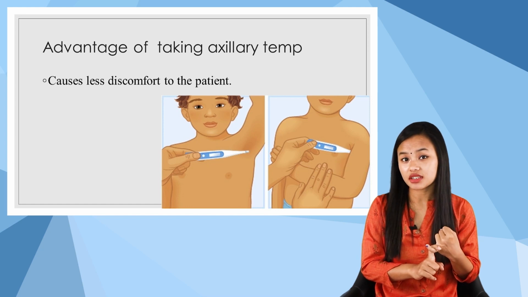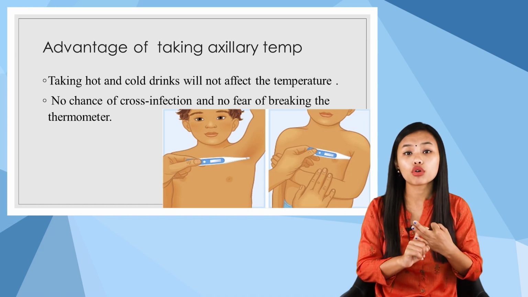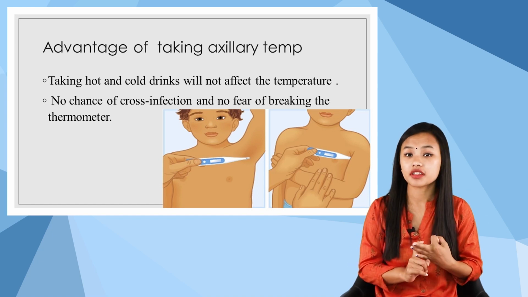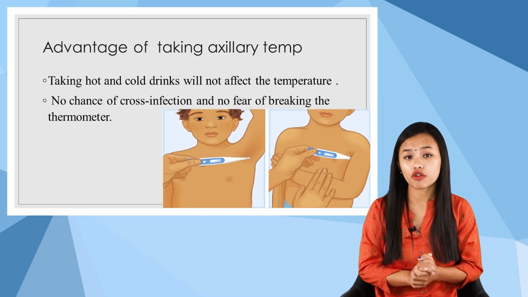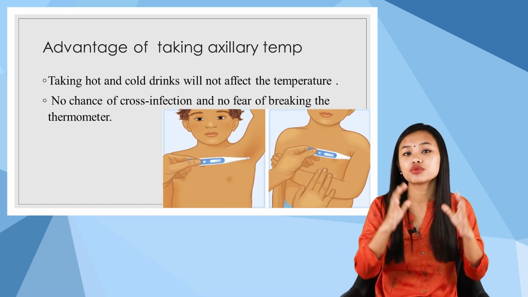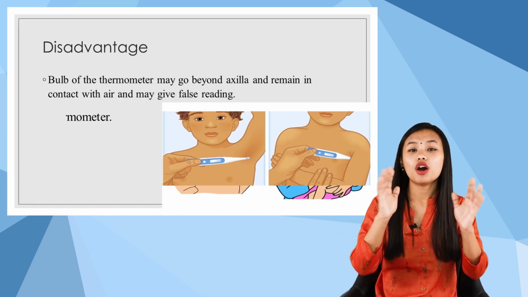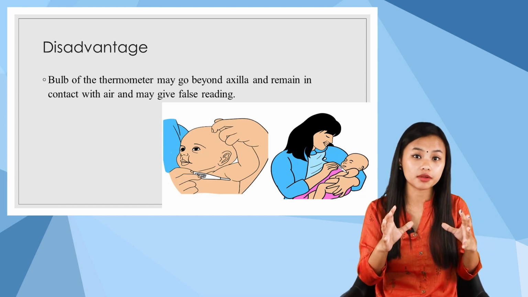What are the advantages of assessing the temperature through the axillary method? It causes less discomfort to the client. It can be used for children as well as for any other clients who are not able to hold the thermometer under their tongue. Also, if the client has taken any hot or cold drink, this will not affect the temperature. There is no chance of cross-infection or breaking of the thermometer if we assess it through the axillary method.